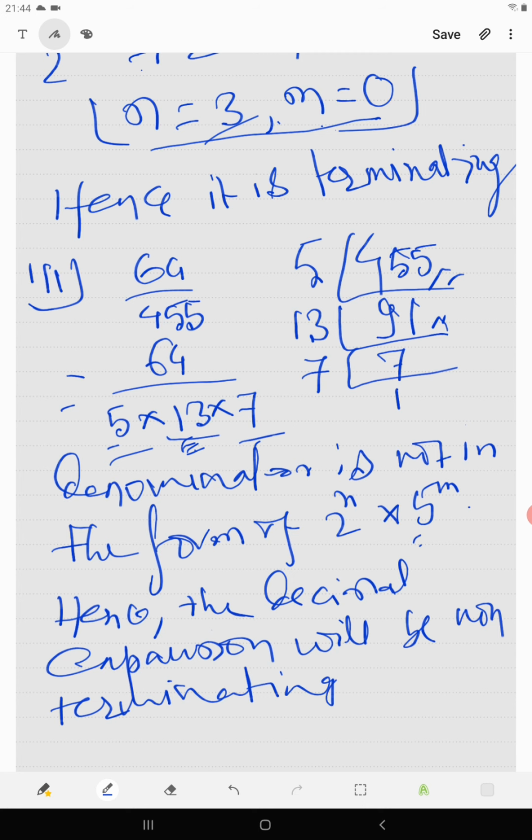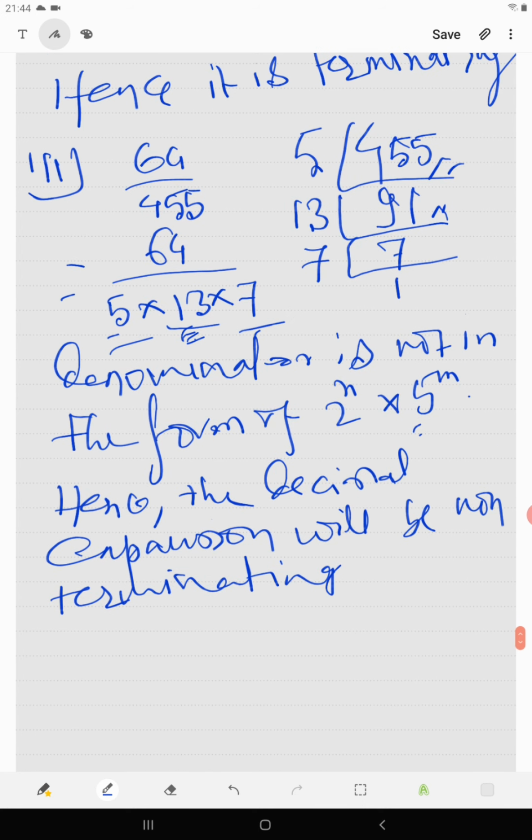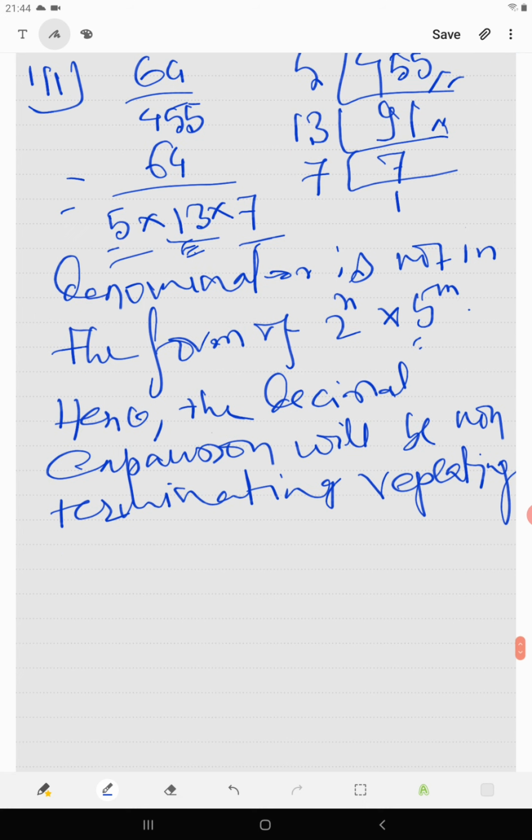As simple as that. If it is not of the form 2 to the power n into 5 to the power m, then it will be non-terminating and repeating. Non-terminating, repeating. So it will repeat after a certain interval.